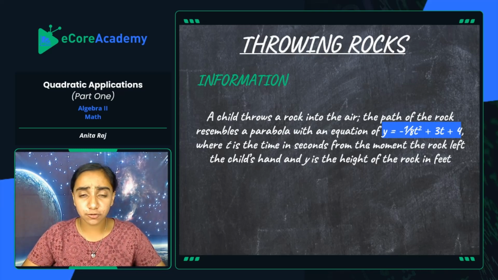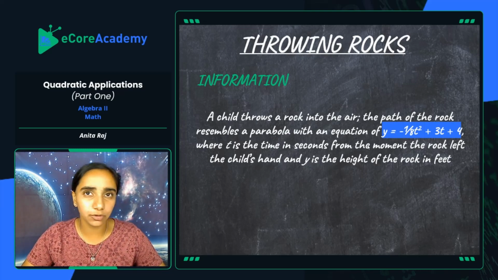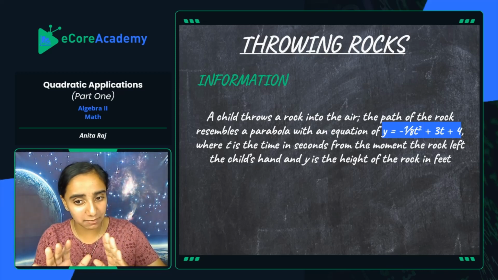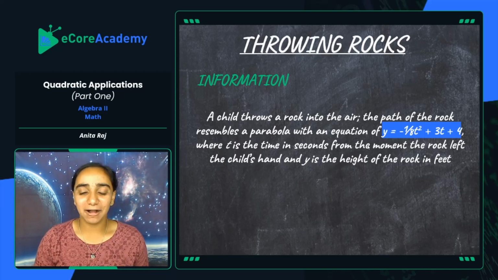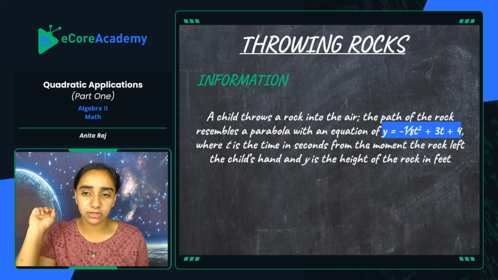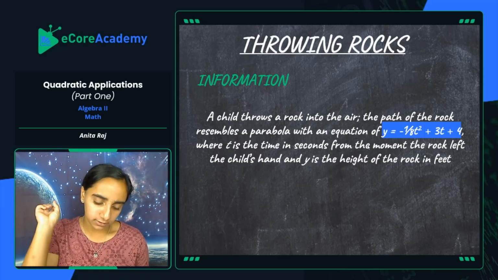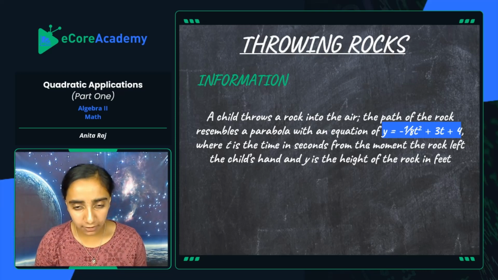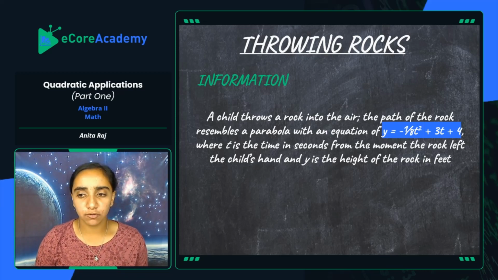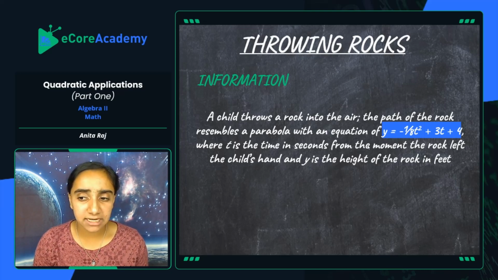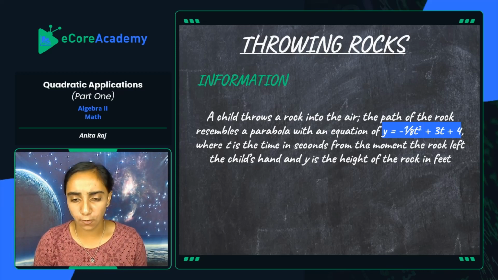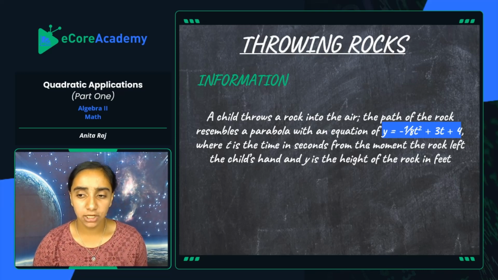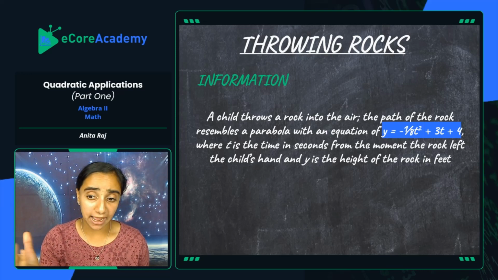A child throws a rock into the air. So imagine a child, in your front yard, on the sidewalk, somewhere where he or she is not going to hit anybody, but throwing a rock. A child throws a rock into the air. So this child is throwing it upward into the air, not straight forward, not straight at the ground, upward into the air. The path of the rock resembles a parabola, like I said, with an equation of y equals negative 1/8 t squared plus 3t plus 4, where t is the time in seconds from the moment the rock left the child's hand. So the t in this, you could also see it as your x.